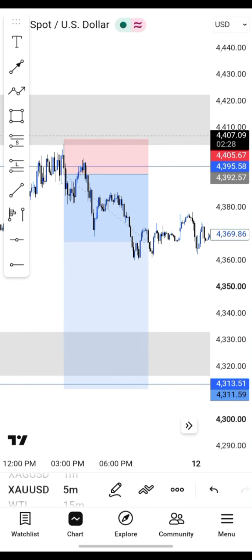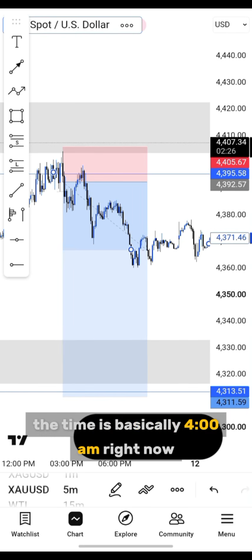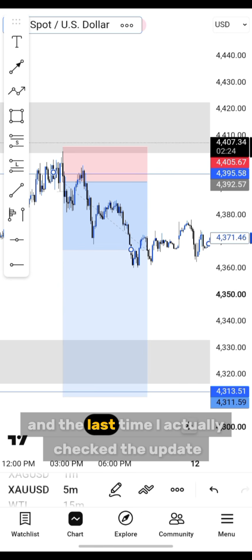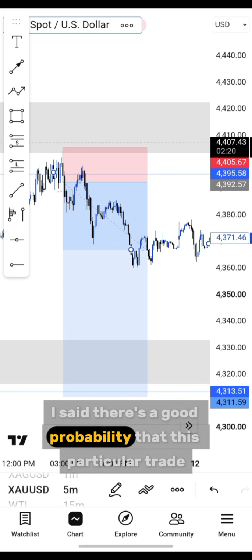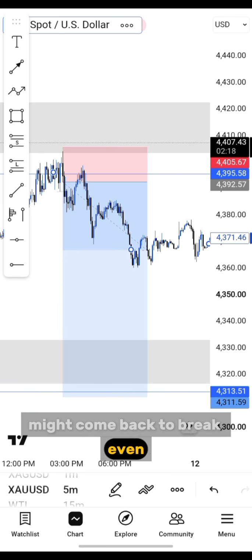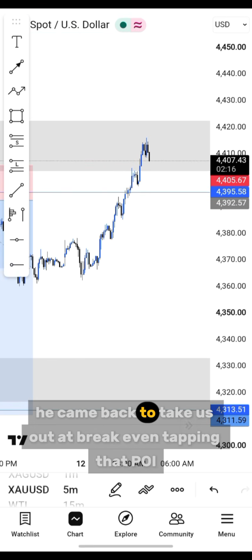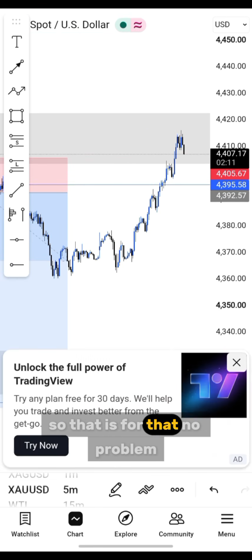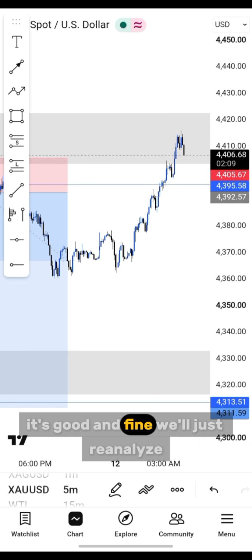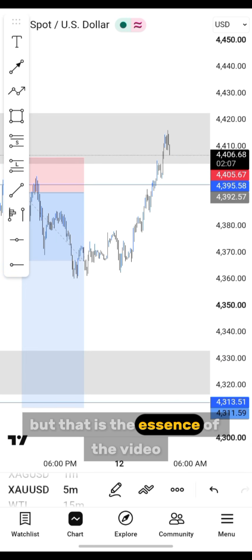The time is basically 4 a.m. right now, and the last time I checked the updates, like I said in this video, there's a good probability that this particular trade might come back to break even, and that is exactly what it did. It came back to take us at break even, tapping that POI. No problem, it's good and fine. We'll just reanalyze, but that is the essence of the video.